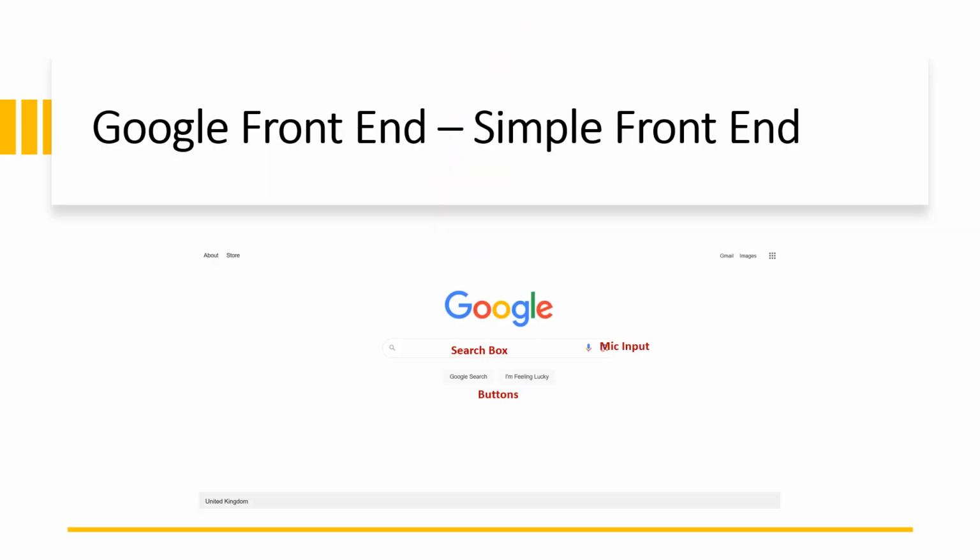So as an example, I put Google here. You see Google, that picture, and a search box and the mic icon where you can speak, and some buttons. So this is what is front end in the case of the Google website.